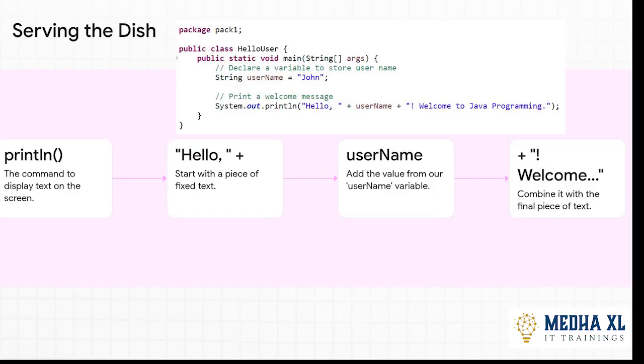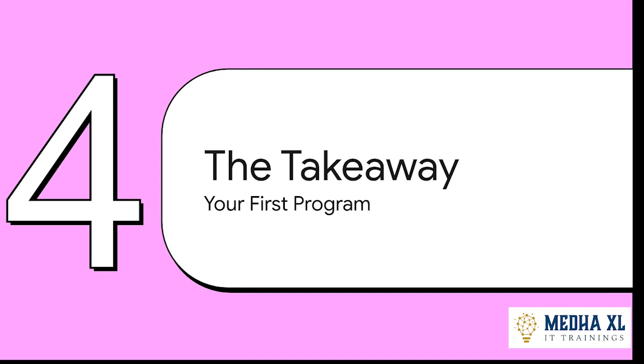And finally, it is time to serve the dish. This is our last instruction. That command, System.out.println, all it really means is, hey, display whatever follows on the screen. And what are we telling it to display? Well, just like you see here, we're giving it the text "Hello," then we use that little plus sign to add the ingredient from our username jar, and then we add the final bit of text to build our complete friendly message.